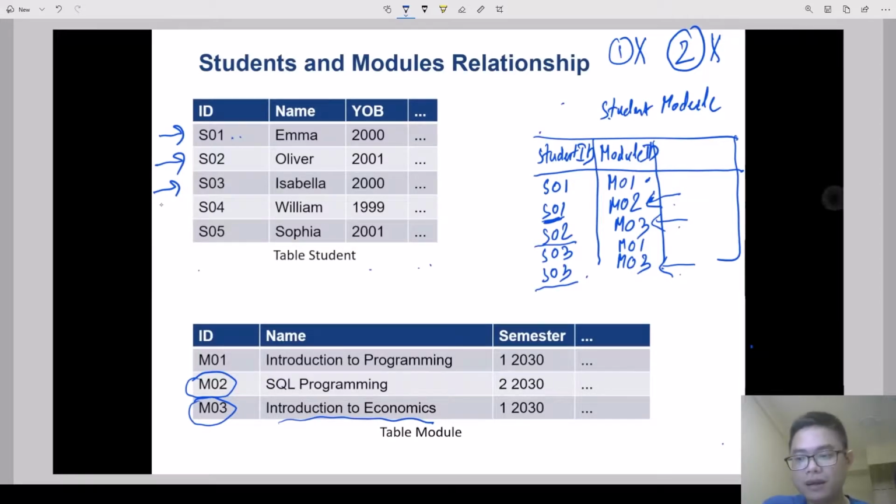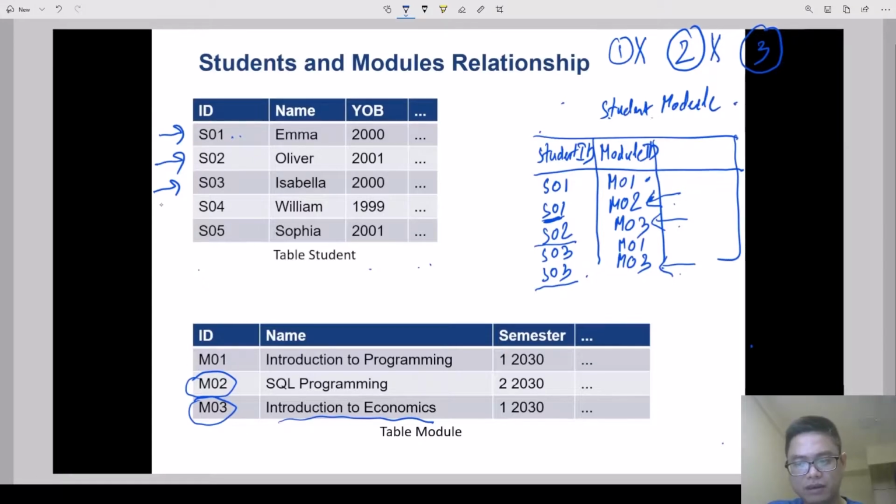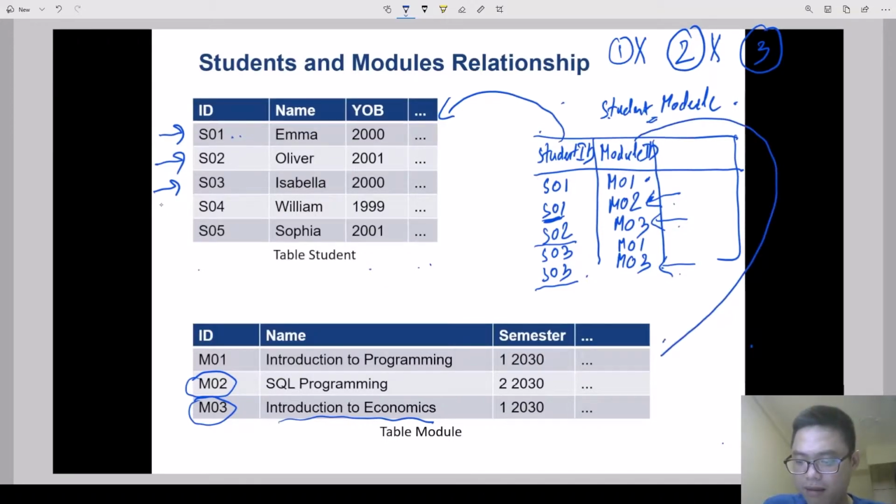Okay, so this is option 3. In the many-to-many relationship, we need to create another table, for example, student and module. And in this table, at least we have two foreign keys: one foreign key for one table and another foreign key for the other table. And this is what we need to do.